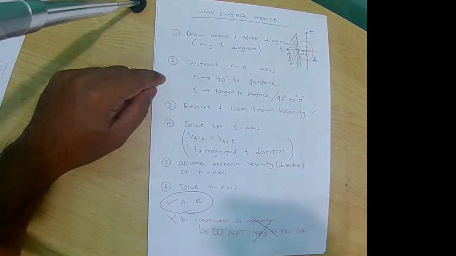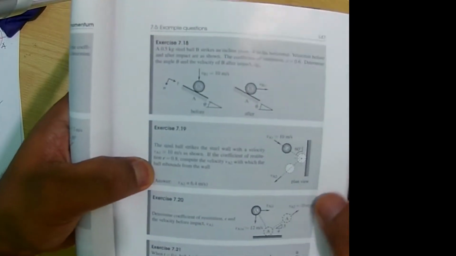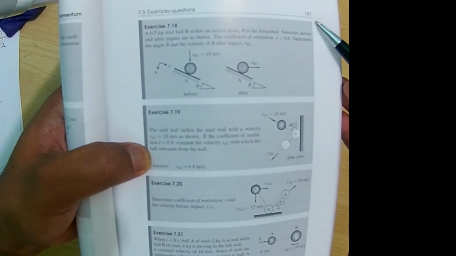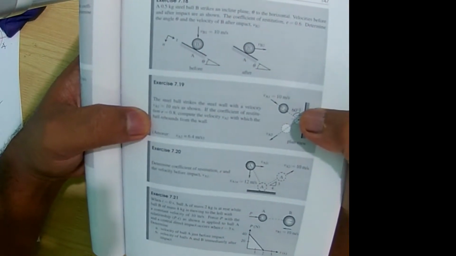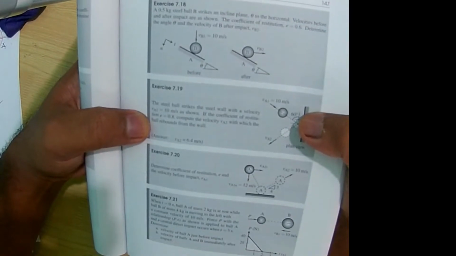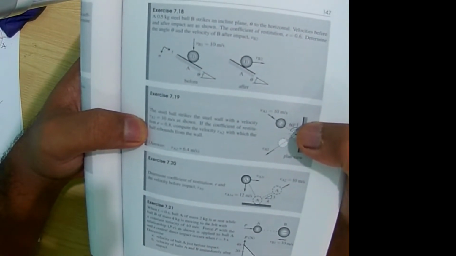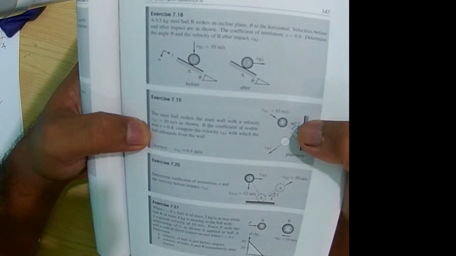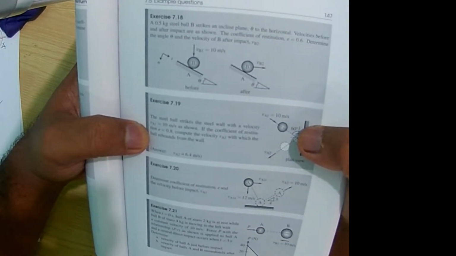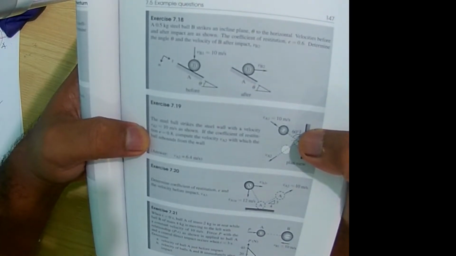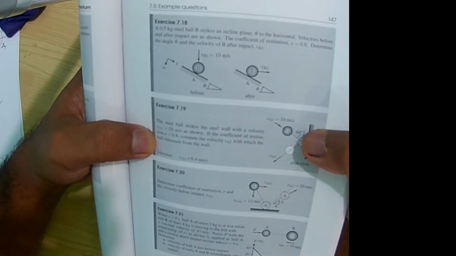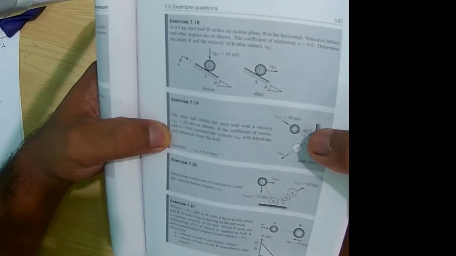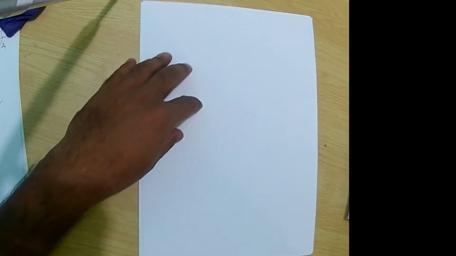Okay, that's all. Now we want to do this exercise, Exercise 7.18, page 147, for wall surface impact. It says here that a 0.5 kg steel ball B strikes an inclined plane at angle theta to the horizontal. Velocities before and after impact are as shown. The coefficient of restitution e is given as 0.6. Determine the angle theta and the velocity of B after impact, which is VB2.